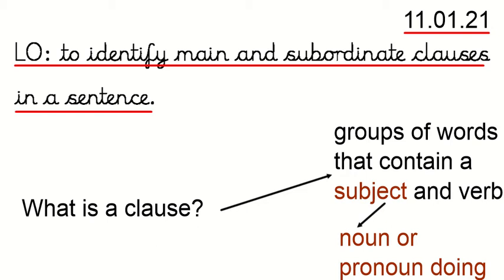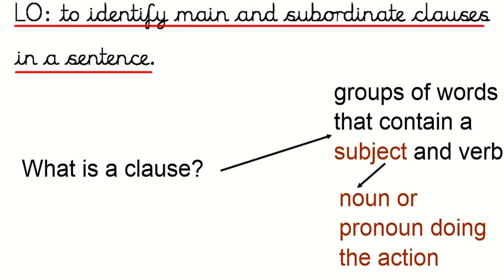Okay, so our learning objective today is to identify main and subordinate clauses in a sentence. Now, identify means to find, so we'll be finding main and subordinate clauses in a sentence. To be able to achieve this learning objective, we first need to know what a clause is. Then we'll think about the difference between a main and a subordinate clause and have a go at finding them in a sentence. So, what is a clause?